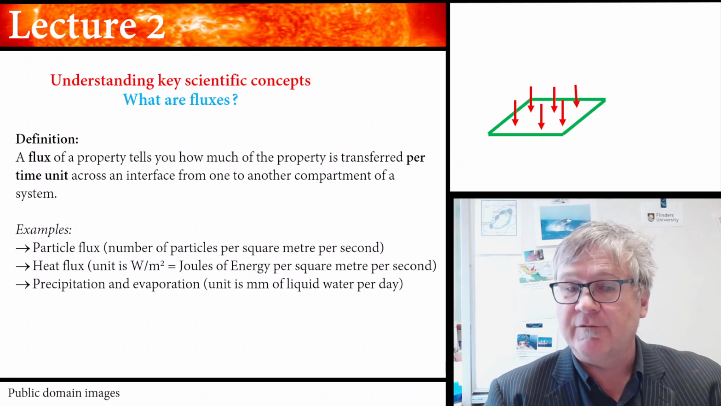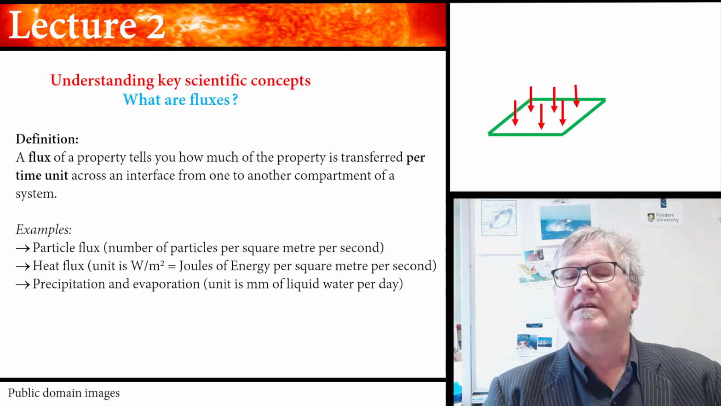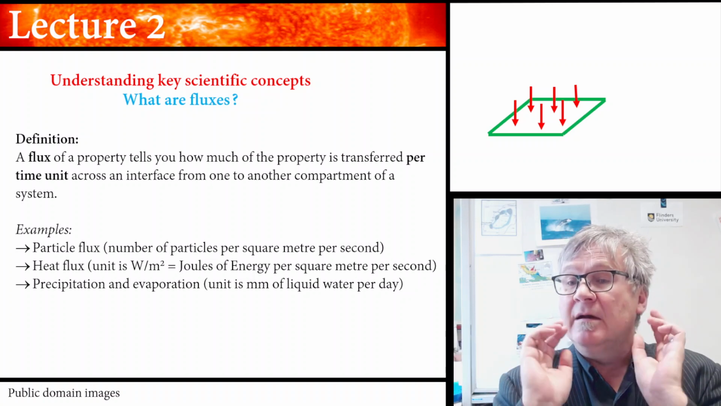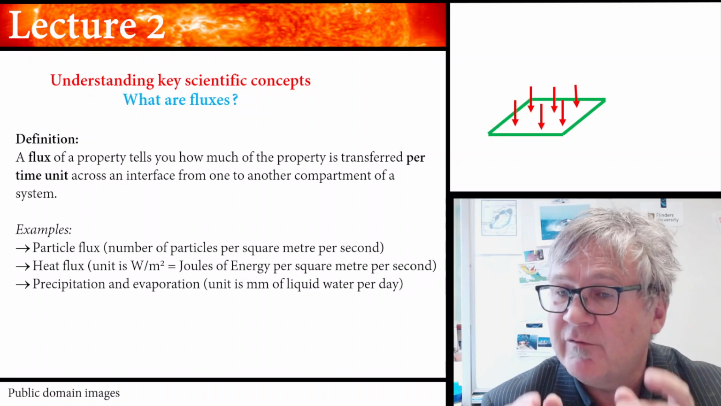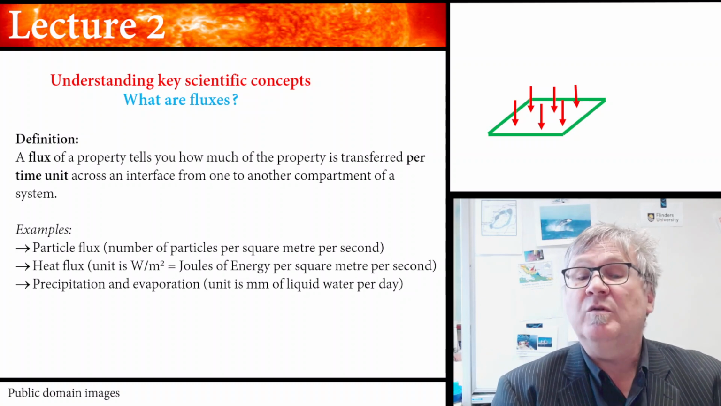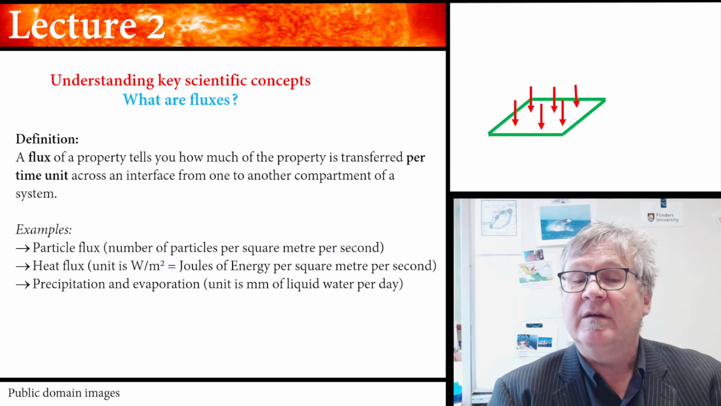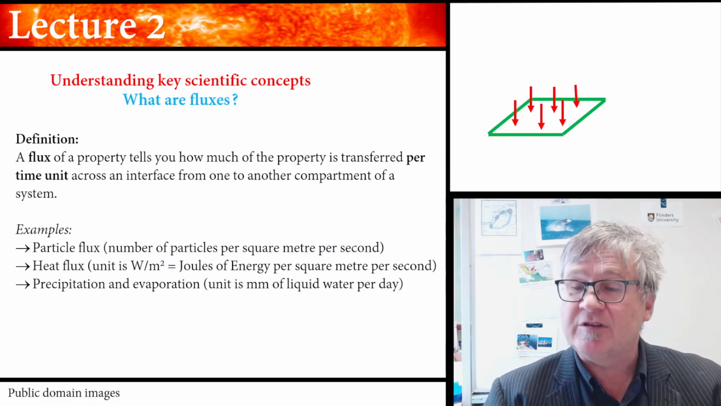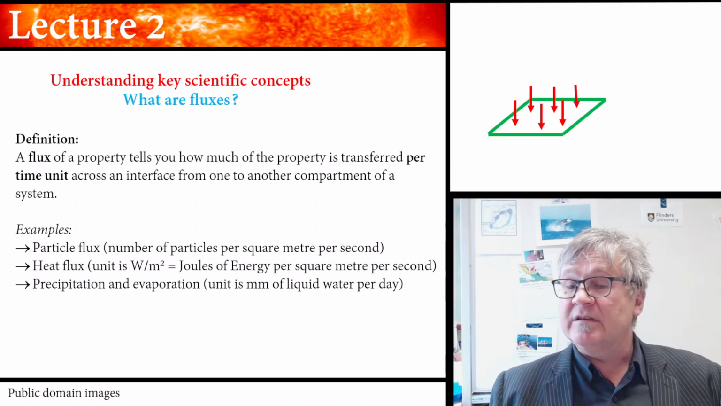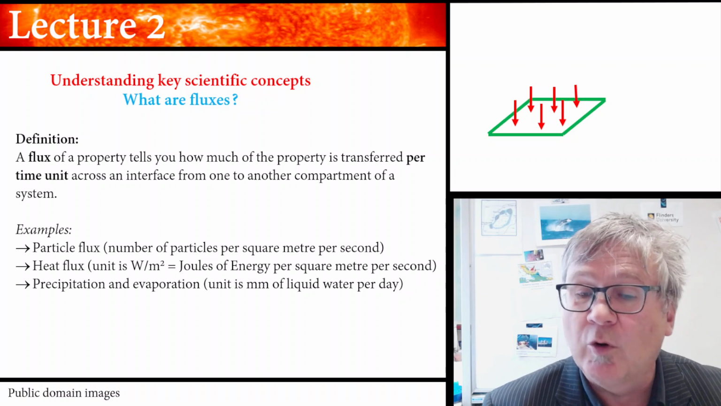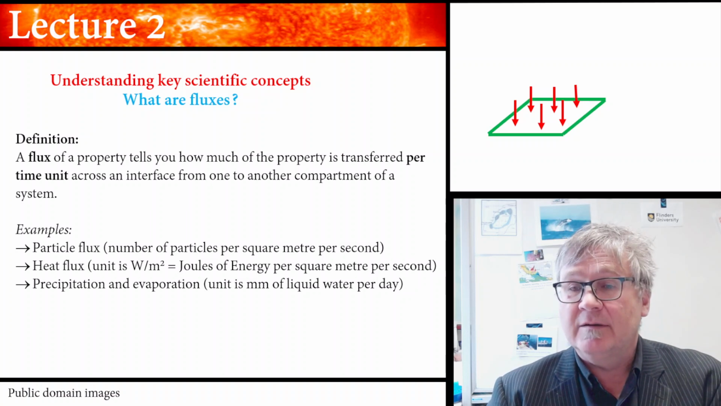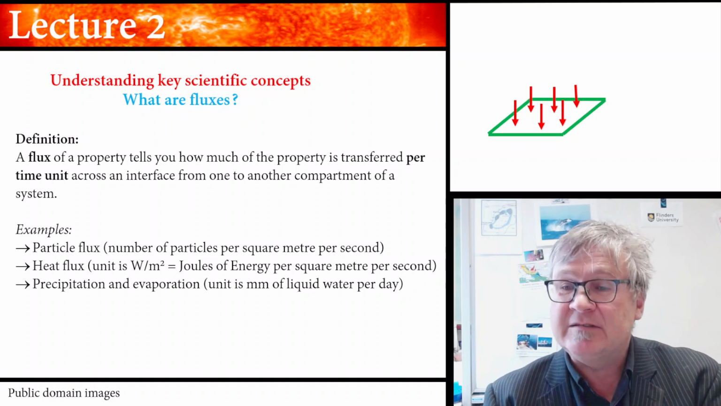You can have a particle flux: the number of particles crossing a surface per second. We always use a unit surface of 1 square meter. You can have a heat flux. The unit is watts per square meter, which is joules of energy per square meter per second. You have precipitation and evaporation. The unit is millimeters of liquid water per day. In this example, we don't explicitly say per square meter.